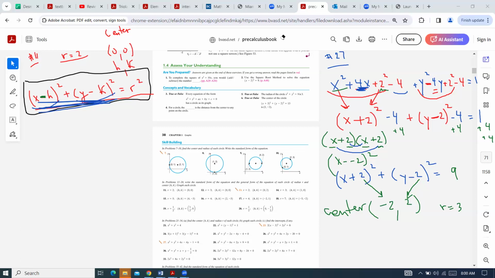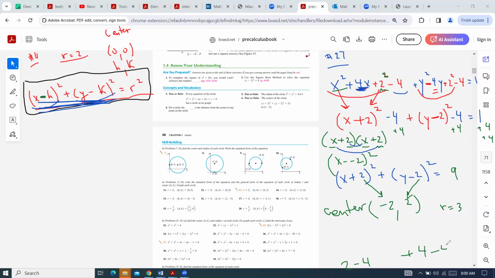Professor, I have a question. Where did you get, for the equation, where did you get the minus 4s? Like you have x plus 2 squared minus 4, and then you have plus y minus 2 squared minus 4. I'm very slow. Let's do it slower. So I get x plus 2 squared minus 4. You're talking about 2 squared minus 4. Yeah, like where did the minus 4 come from?